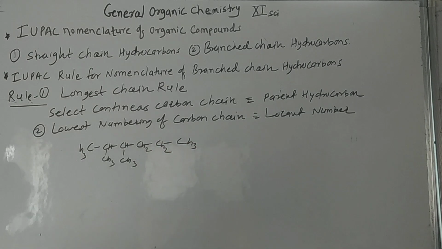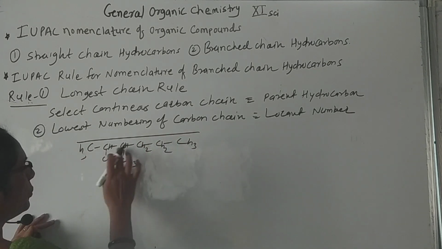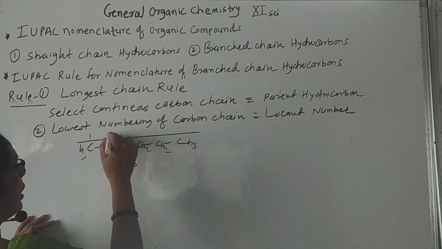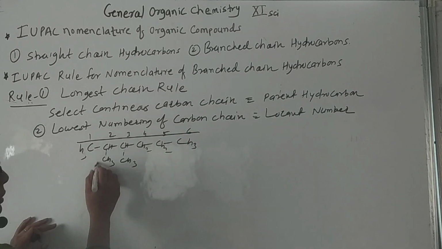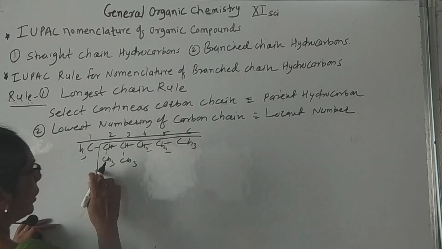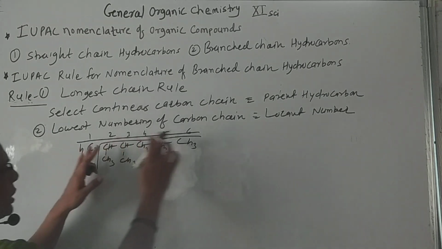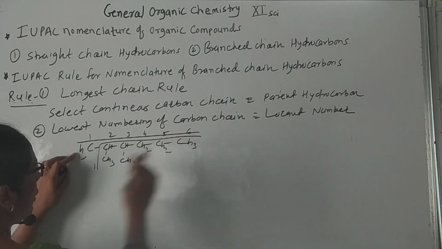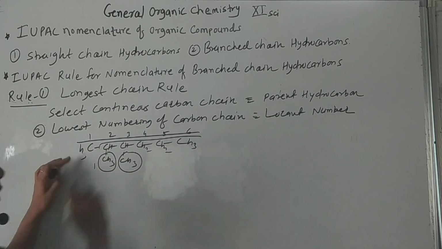Suppose I have to consider the nomenclature of this compound. The first step is to select the longest chain. I can select the longest chain this way: 1, 2, 3, 4, 5, 6. Again, hexane is there. I have a second choice like this: 1, 2, 3, 4, 5, 6. So when I consider this longest chain, I have 2 substituent groups, that is the alkyl.